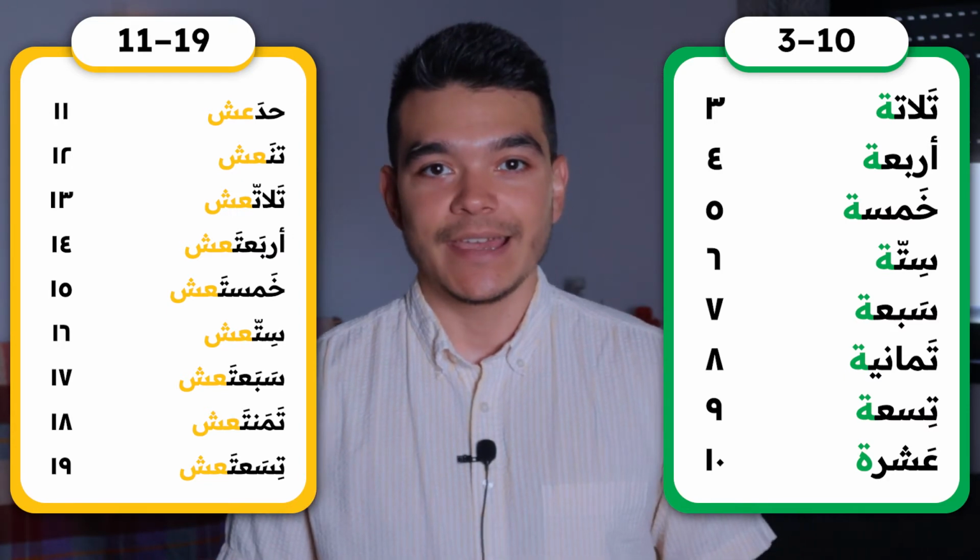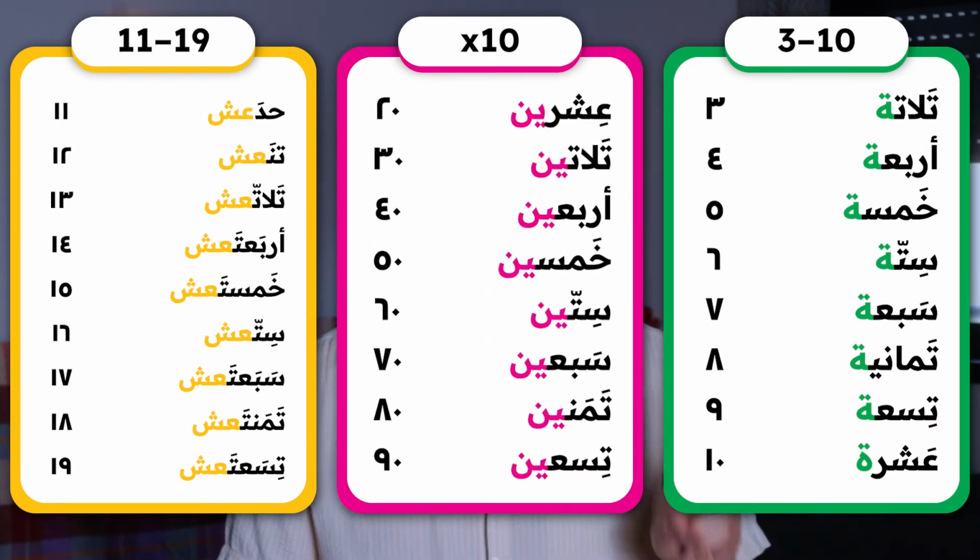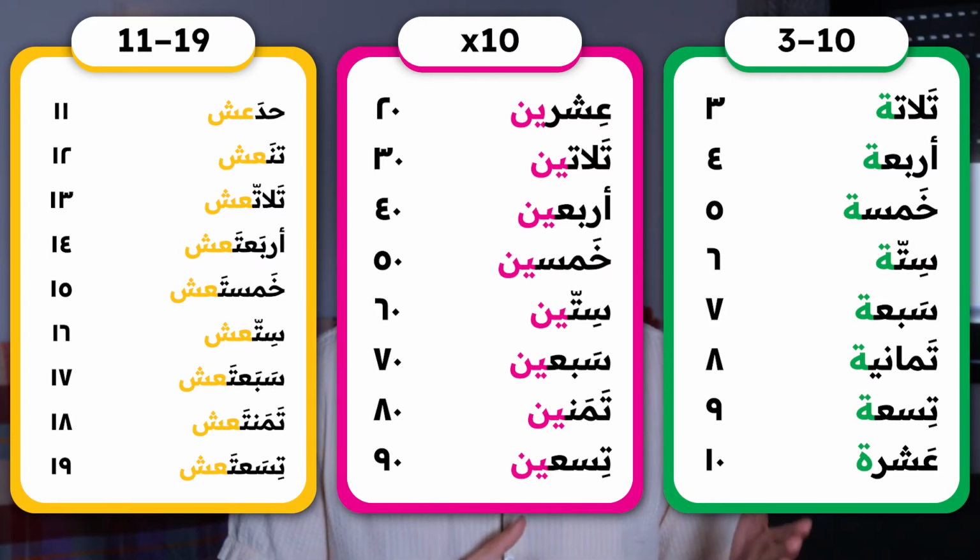As for 20, it's 20, the dual form of 10, in other words, 2 tens. In fact, the remaining multiples of 10 are analogous to the dual form of the corresponding numbers from 3 to 9. 30, 40, 50, 60, 70, 80, and 90.